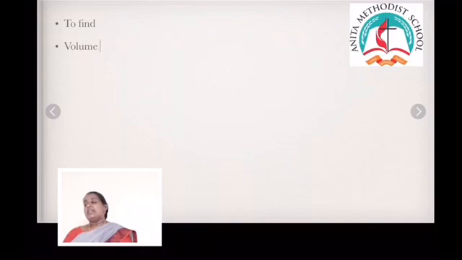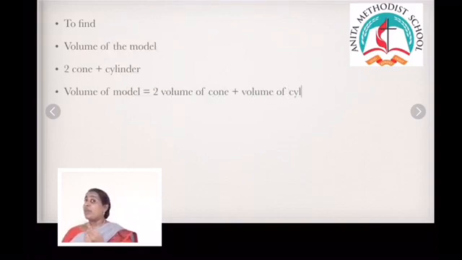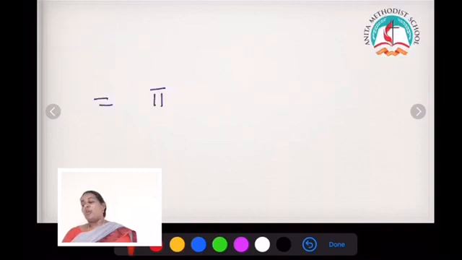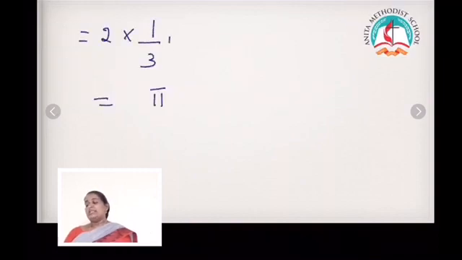Okay, children. Now, shall we apply the formula? What is the formula, children? What are we going to find out? Volume of the model. What are the solid figures given? Cylinder and 2 cones. So, 2 into cone plus cylinder. So, volume of the model is equal to 2 times volume of cone plus volume of cylinder.